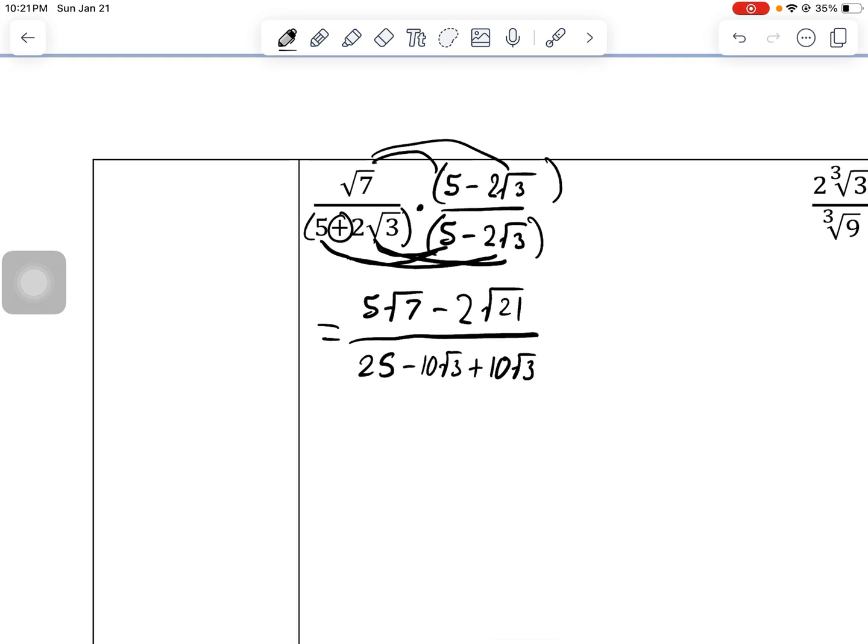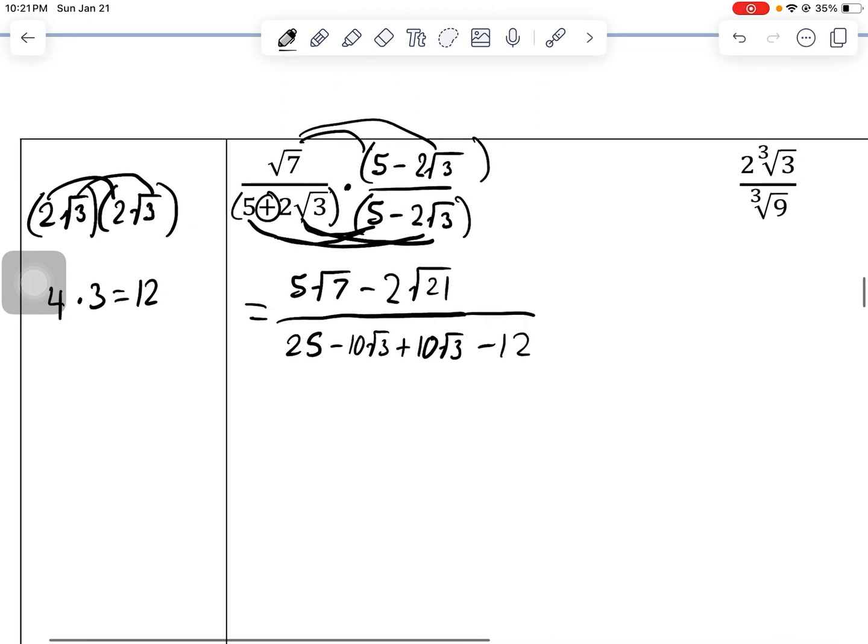This is where I want you guys to pause and think for a second. So if I am multiplying 2 square root of 3 times another 2 square root of 3, what you're going to do is multiply the whole numbers first, so 2 and 2, which makes 4. Then you're going to multiply the square root of 3 and the square root of 3. That ultimately becomes the square root of 9, or just regular 3. So then this is going to become 12. And since it's a minus here, I need to write negative 12.